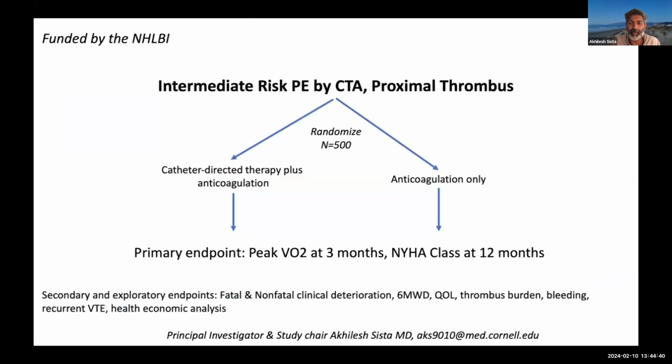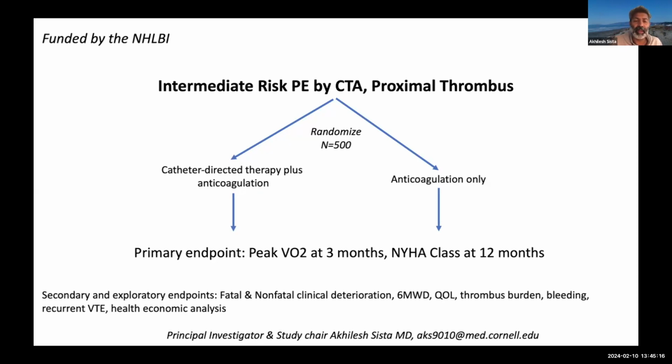So this is where the PE-TRACT trial comes in. This is funded by the NHLBI. We're currently in the second phase of the UG3 UH3 for this. And what we're looking at is the intermediate risk PE group. And it really is the submassive group as defined by the AHA statement in 2011. Anybody with an RV-LV ratio greater than 1 with main or lobar thrombus is eligible for the trial as long as they don't meet the exclusion criteria. And these patients can be randomized to either receive catheter-directed therapy plus anticoagulants or anticoagulants alone.